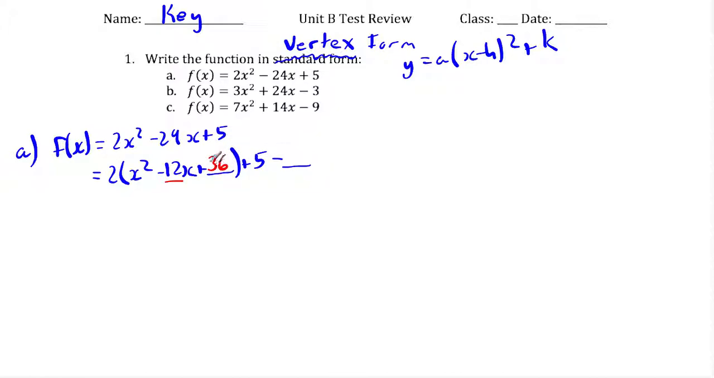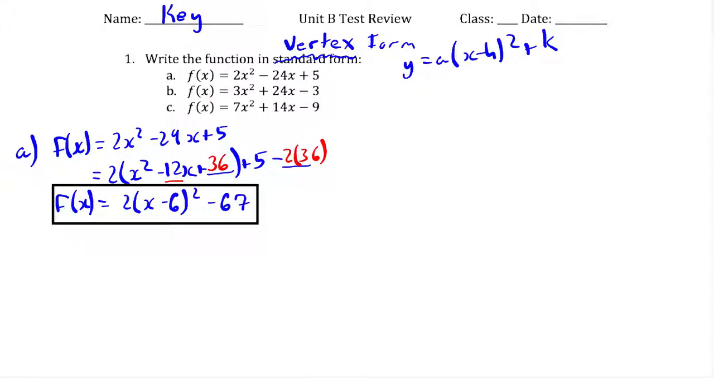Now because I added 36 inside of here, I need to subtract 2, the number on the outside, times that 36. And so I get that f of x is equal to 2 times (x minus 6) squared. It's always going to be this number divided by 2. So this is negative 12 divided by 2 is negative 6. Plus 5 minus 72 is going to be minus 67. And so that is my final answer there. That is vertex form. So not too horrible.